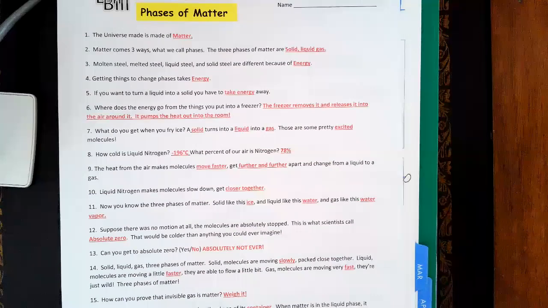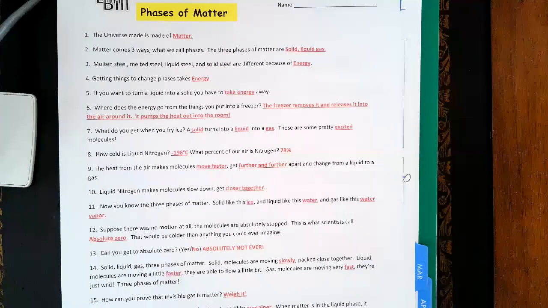Getting things to change phases takes energy. So to go from a solid to a liquid or a liquid to a gas, that takes energy. If you want to turn a liquid into a solid, you need to take energy away, right? Because solids have the least amount of energy, liquids have medium energy, and gases have the highest energy. Where does the energy go from things that you put into a freezer?